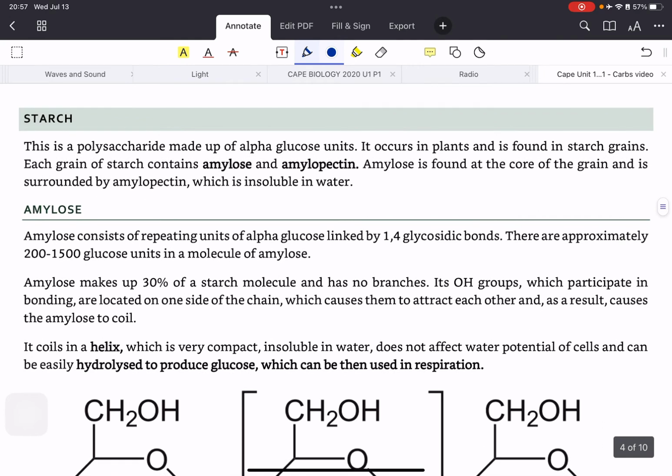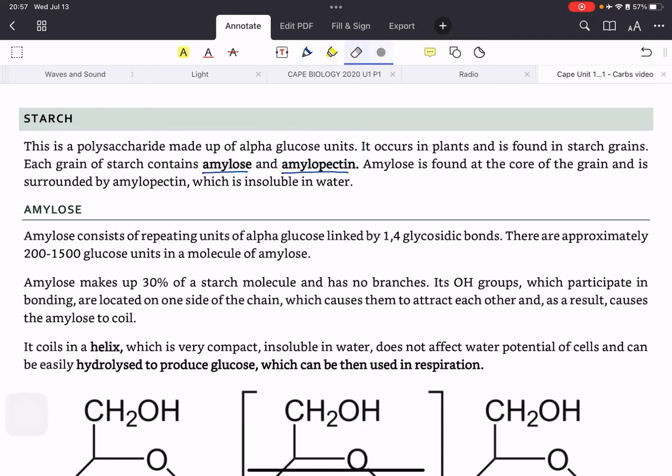Okay, so let's get to the polysaccharides now, which are very important. So the first one we want to learn about is starch. So starch is made up of alpha glucose units, right? So you see how important these alphas and betas are. Alpha glucose units. Now starch is found in plants, we know this, right? And the starch grains in the plant cell, right? Now very important, each grain of starch contains amylose and amylopectin, right?